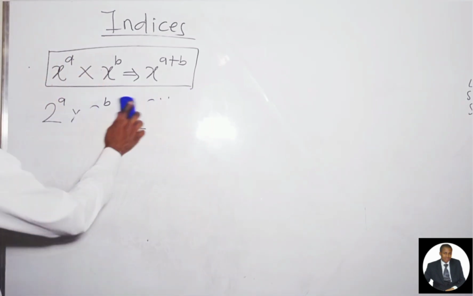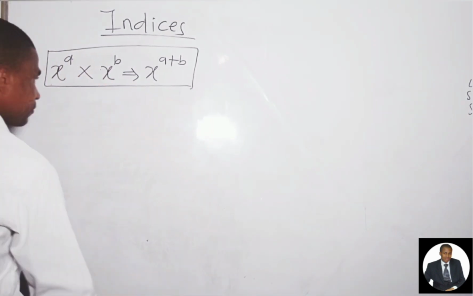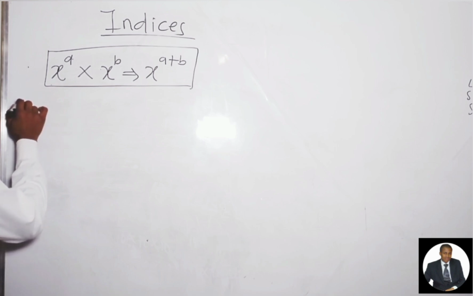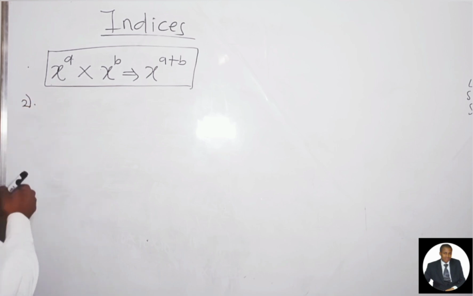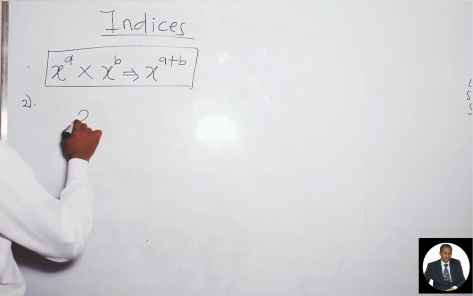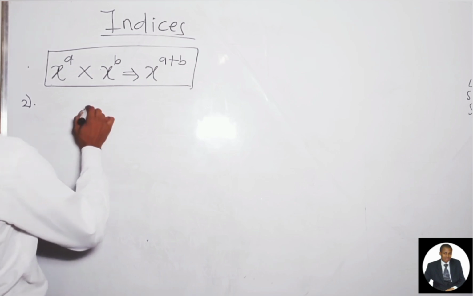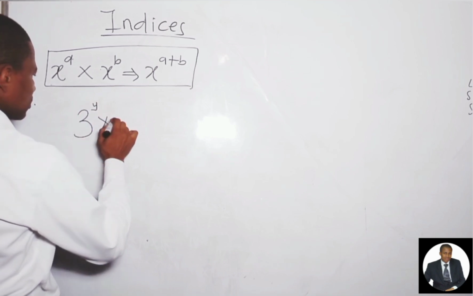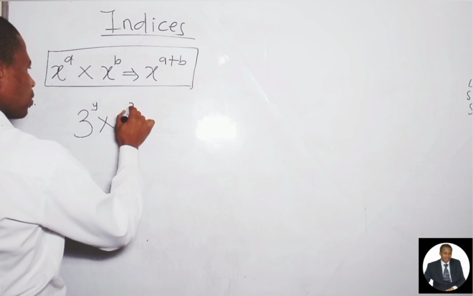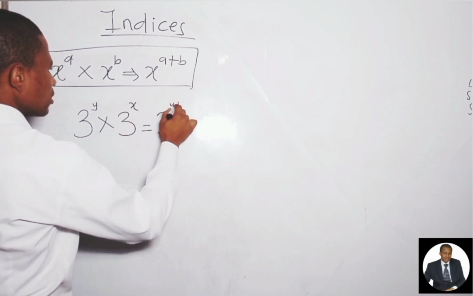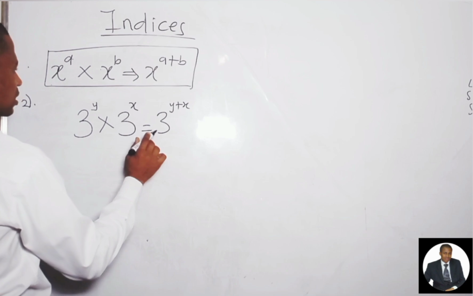Let's look at another example for the multiplication of indices. This should be number 2. Let's say we have 3 to the power of y times 3 to the power of x. What we only have is 3, pick a base, then y plus x. That's all.